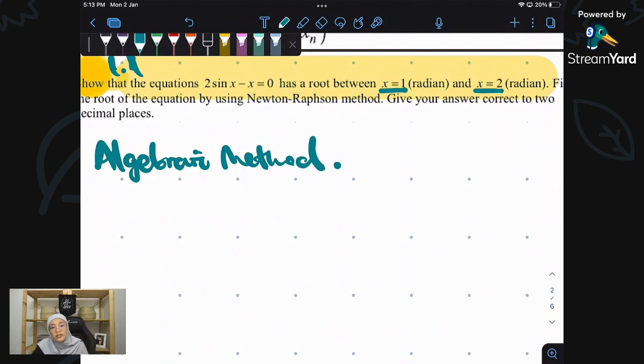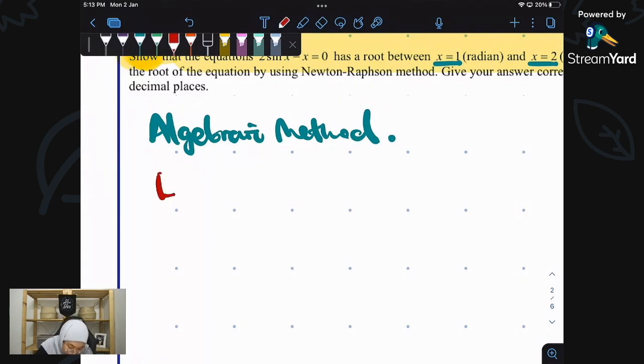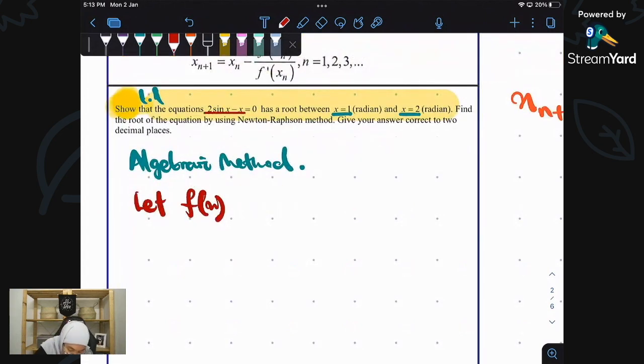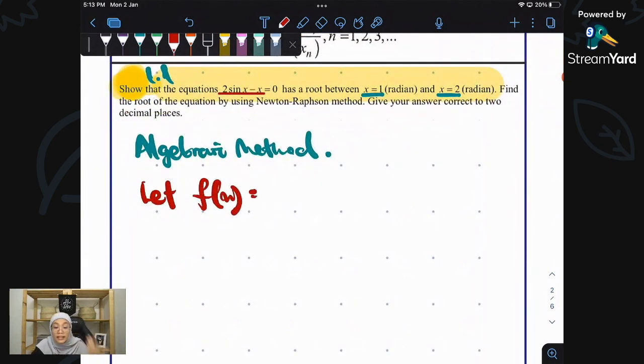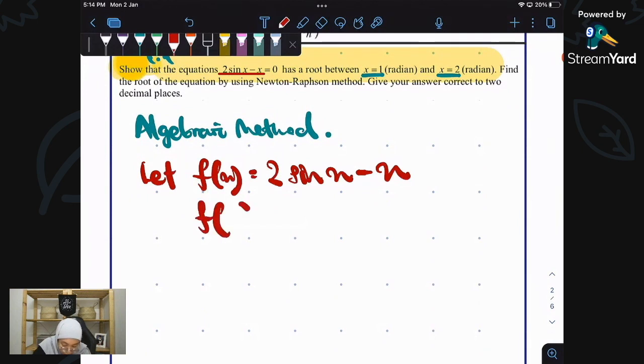So it's very direct, because with the algebraic method you can just substitute the values 1 and 2. So let's do it. We first have to let f(x) equal the question. If you forget, you have to go back and watch the algebraic method video. So we let 2 sine x minus x be f(x), and then we sum in the values of 1 and 2 into the equation.